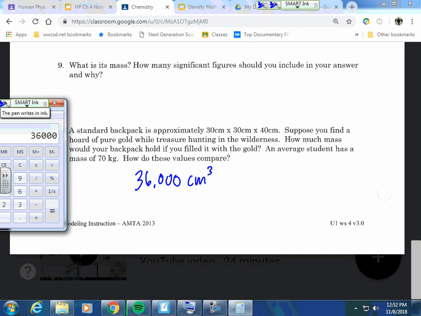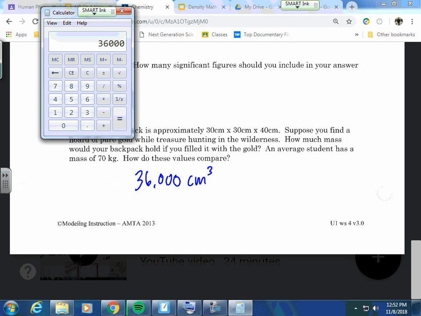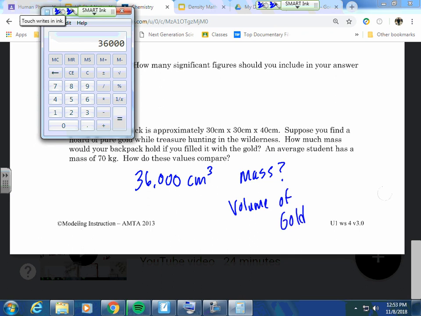All right, suppose you find a hoard of pure gold while treasure hunting in the wilderness. How much mass would your backpack hold if you filled it with the gold? So what they want to know is what is the mass of this volume of gold. Any idea how we could figure that out?